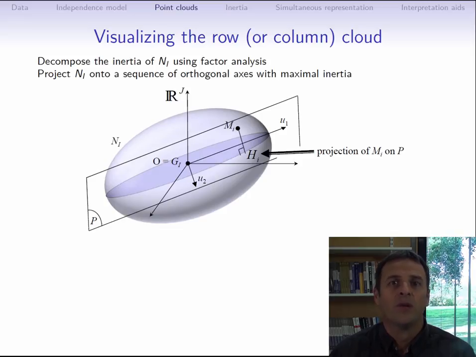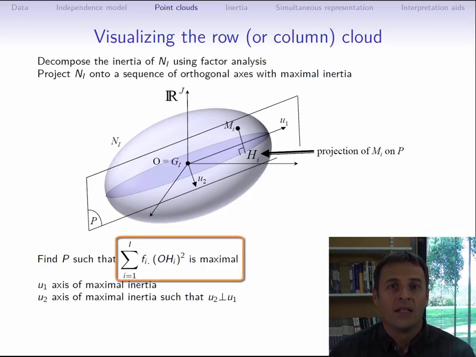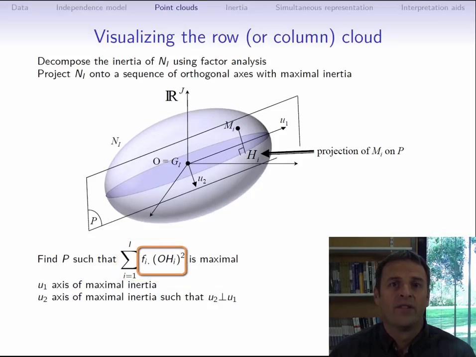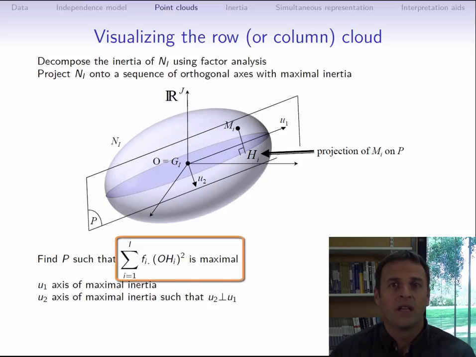So, what criteria should we use to find the plane P? Remember that we want to best represent the inertia of the point cloud Ni. So we want to maximize the projected inertia. Let's have a closer look at this. Recall that the inertia of the point Mi is its mass Fi. times the square of its distance to the origin. What we therefore want is to find the plane P so that the sum of the inertia of the projected points Hi over all i is maximal.